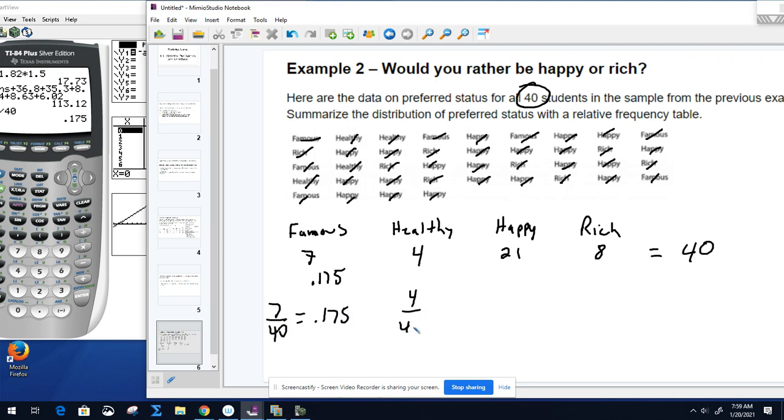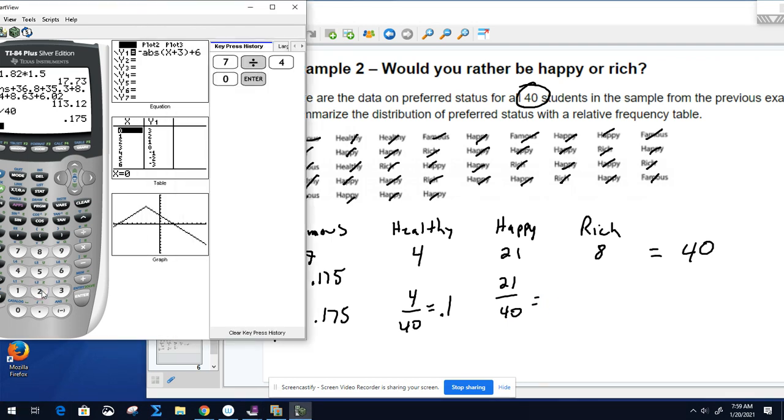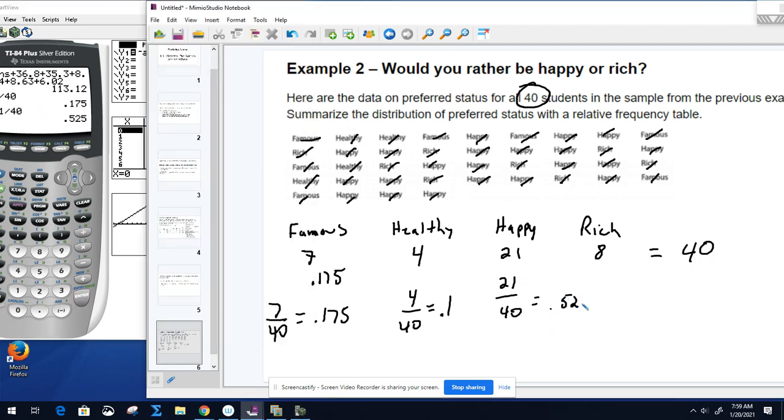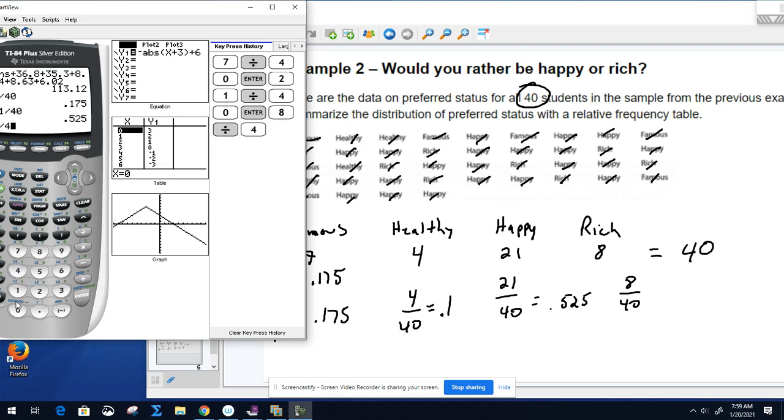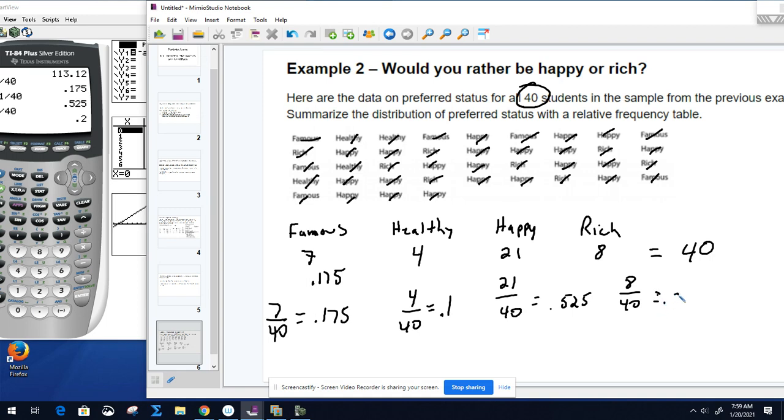Here would be 4 over 40, which equals 0.1. This would be 21 over 40, which equals 0.525. And this would be 8 over 40, which is 0.2. Now, when I add up all of these decimals, they should add up to the number 1. If you added all those up, they would add up to 1.